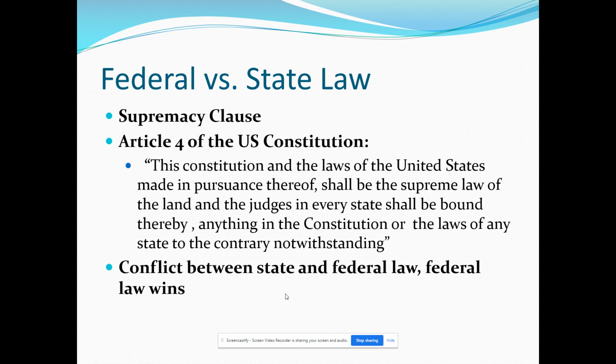The Supremacy Clause of the United States Constitution in Article 4 says that the supreme law of the land, this is always a quiz question, the supreme law of the land is the United States Constitution. Every person in the United States is bound by the laws in the Constitution, and laws made by either the state or federal government cannot be contrary. So the Constitution is the supreme law, and if there is a conflict between a state law and a federal law, the federal law will prevail.